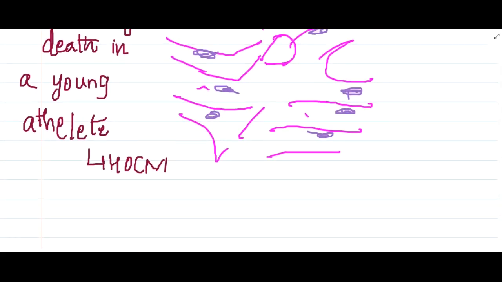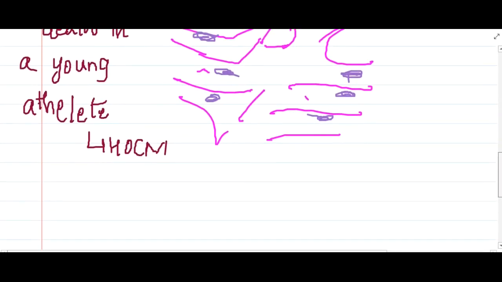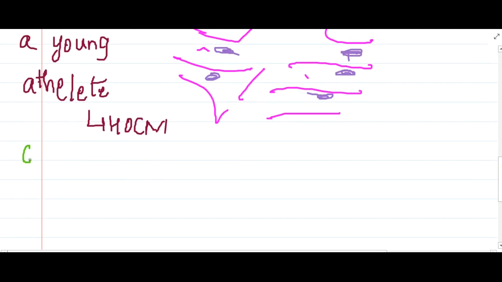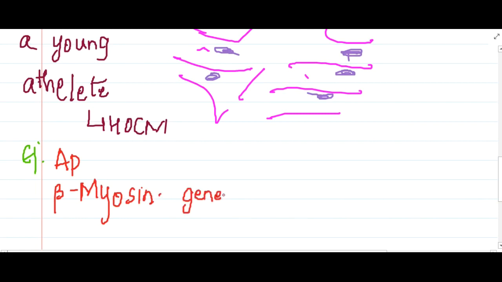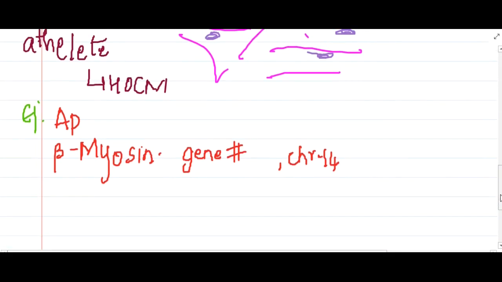So now we will see some etiology. The etiological features of hypertrophic cardiomyopathy include: it is an autosomal dominant condition which occurs due to a defect in the myosin gene. This defect in the myosin gene on chromosome 14 results in this cardiomyopathy, that is hypertrophic cardiomyopathy.